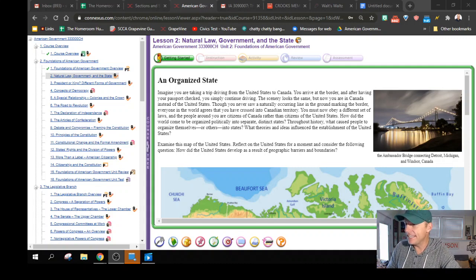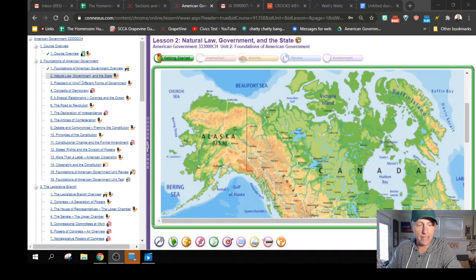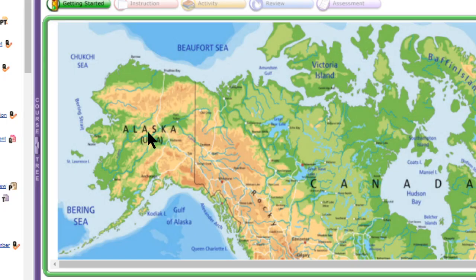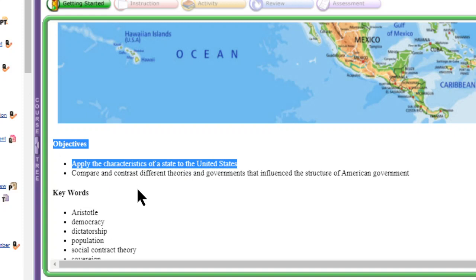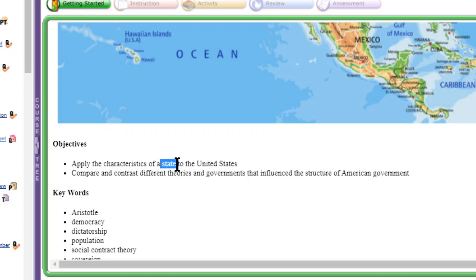What theories and ideas influenced the establishment of the United States? Looking at this map right here, we're going to apply the characteristics of the state to the United States. That's what we're looking at today. And we're going to compare and contrast different theories of government that influenced the structure of the American government. So the United States is a state filled with states.